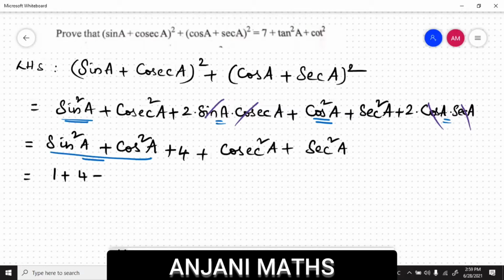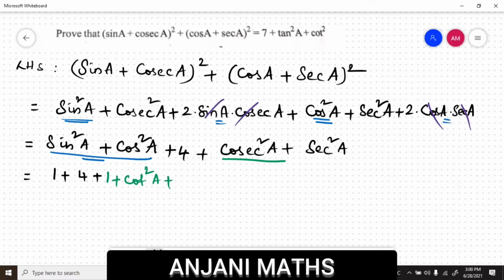1 plus 4 plus. Observe right hand side. In right hand side, we have tan square and cot square, but there is no cosecant square, secant square A. So we use the other two identities to convert cosecant square into cot square and secant square into tan square. So how we can write cosecant square A? Cosecant square A minus cot square A equal to 1. So what is cosecant square A? 1 plus cot square A.